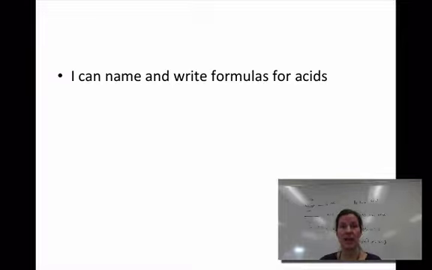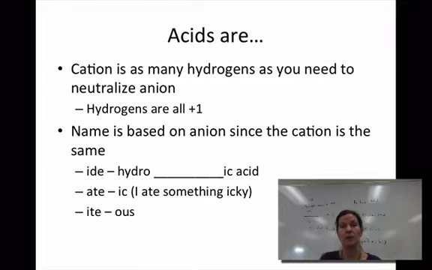This video is to help you learn how to name acids, both write the formulas and create the name for the group called acids. So what is an acid? An acid is just an ionic compound where the cation component is hydrogen. Simple as that. Hydrogen has a charge of +1, so the chemical formula includes however many hydrogens you need in order to balance out the anion's charge.